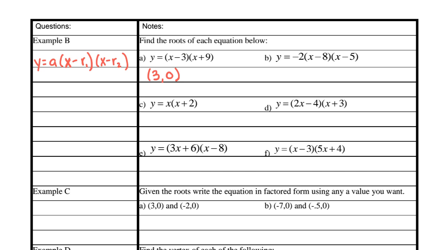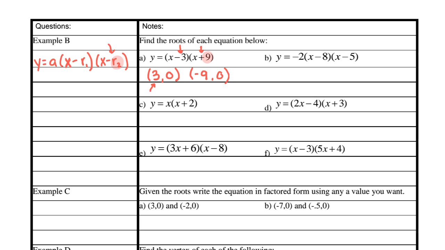The same goes with our second root. Usually r2 is in the parentheses as x minus r2, and this time we have x plus 9. So our sign changed. It's not just a positive 9, we want to change that to (-9, 0). You can start remembering that whatever is inside these parentheses, the sign is going to change in your root. So if it's minus 3, it becomes a positive 3.